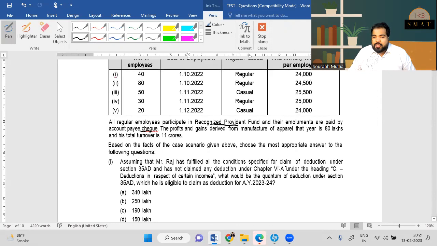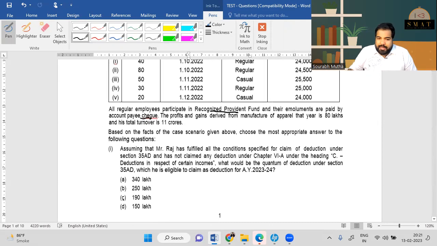Raj has fulfilled all the conditions of claim of deduction under 35AD and has not claimed any deduction under Chapter 6A under the heading deduction with respect to certain incomes. What would be the quantum of deduction under 35AD? The right answer is 150 lakhs. So this is the right answer.